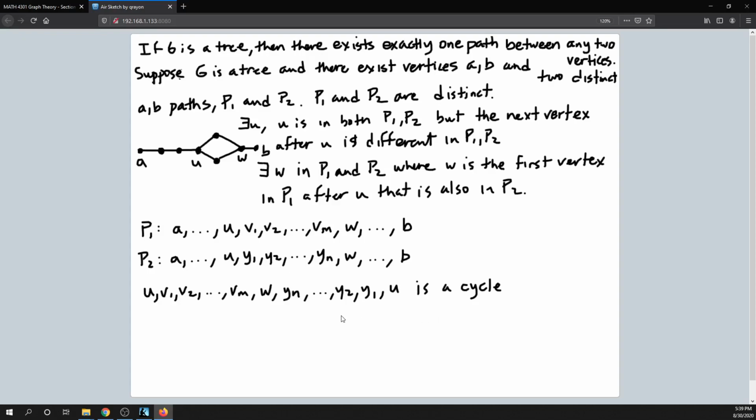Okay, and so that contradicts the assumption that there exist vertices A and B with two distinct paths between the two, okay? So that is a contradiction.